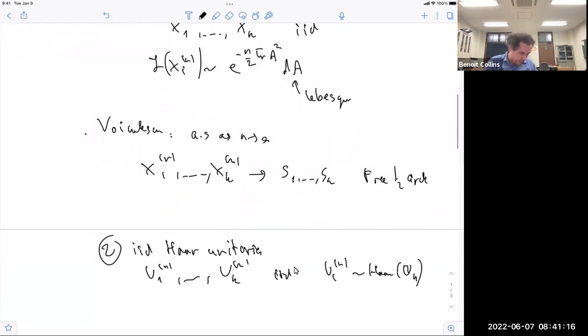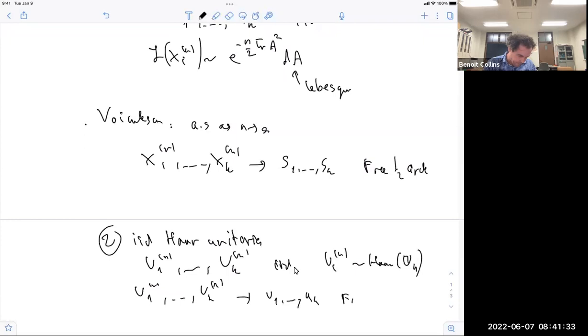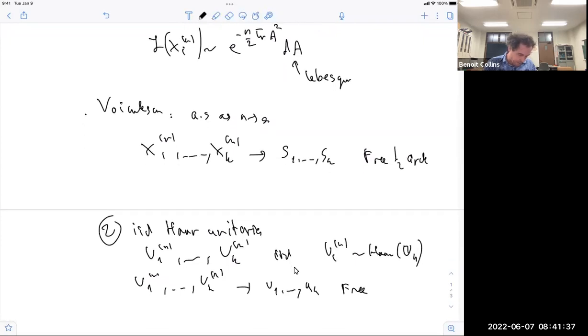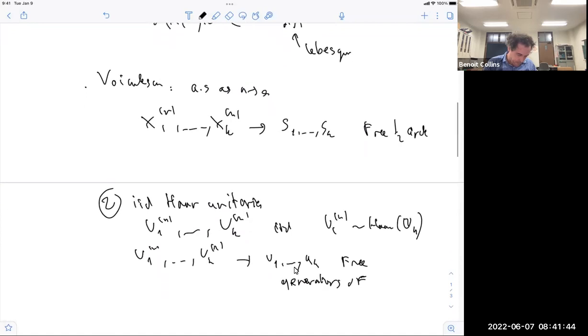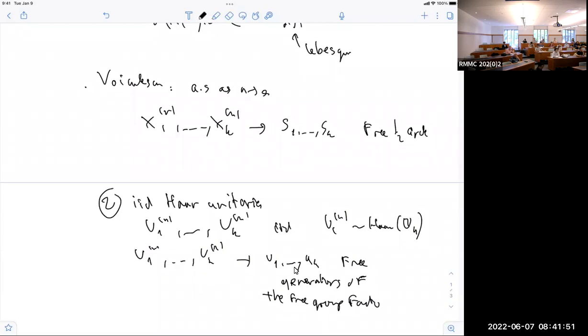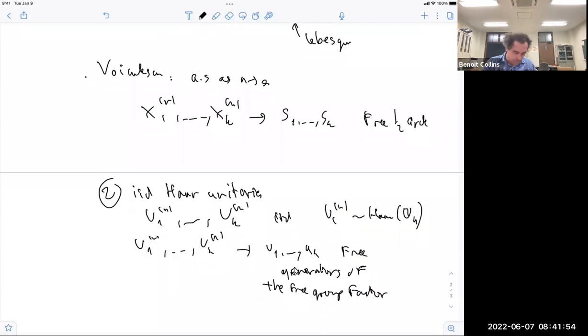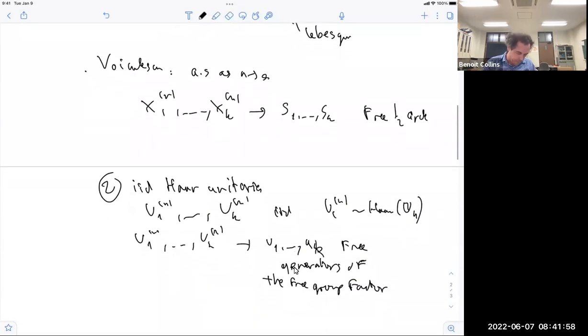And then Voiculescu again proved that U1^N through Uk^N converges in *-distribution almost surely towards u1 through uk, which are the free generators of the free group factor on k elements, which are k generators. So the free group factor on k elements. Okay.